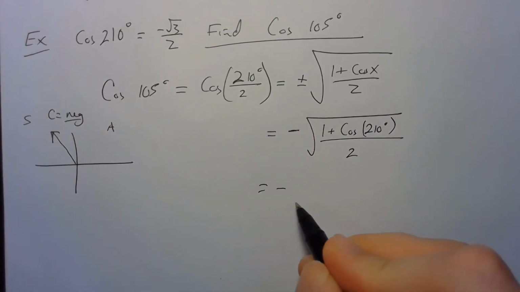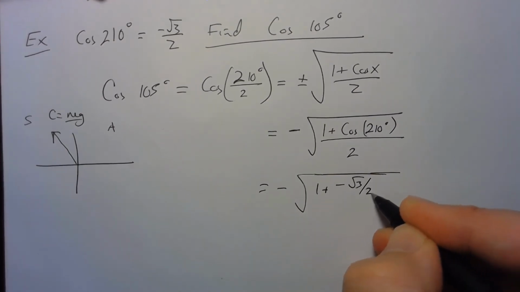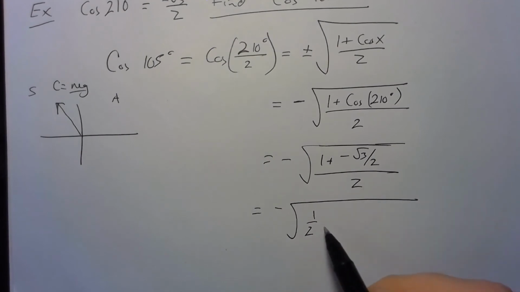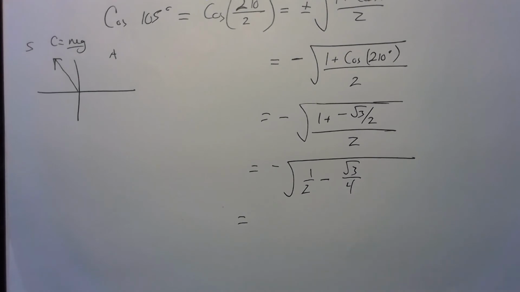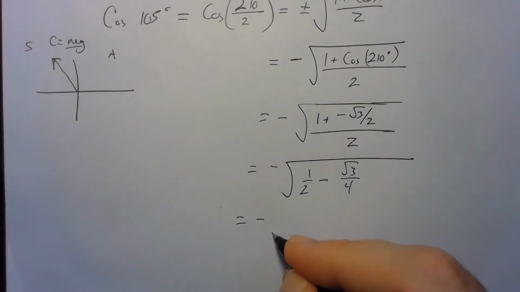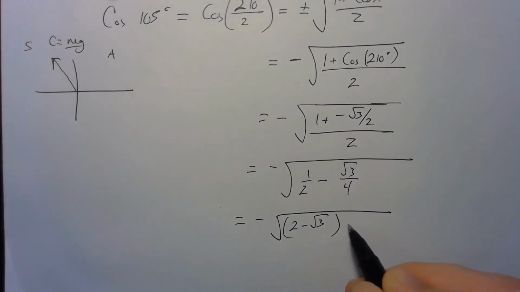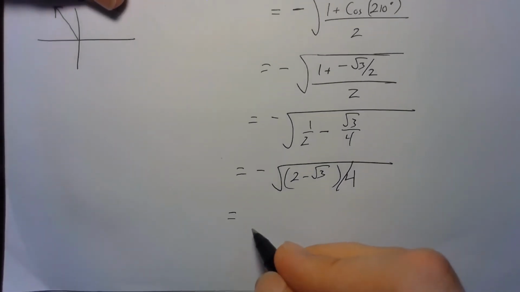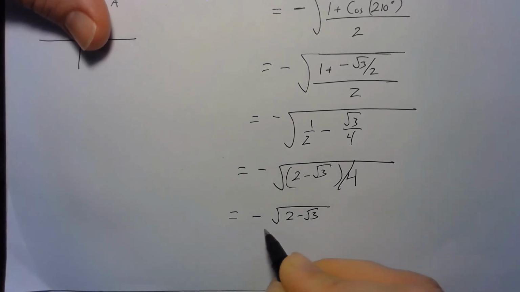In which case I get negative square root of 1 plus a negative radical 3 over 2, all divided by 2. I can distribute that division and simplify a little bit: square root of 1/2 minus radical 3 over 4. If I wanted to, I could simplify that just a step further and give myself a negative square root of 2 minus radical 3, all divided by 4. In which case I could pull the 1/2 out, giving me a negative finality of a square root of 2 minus radical 3, all divided by 2.